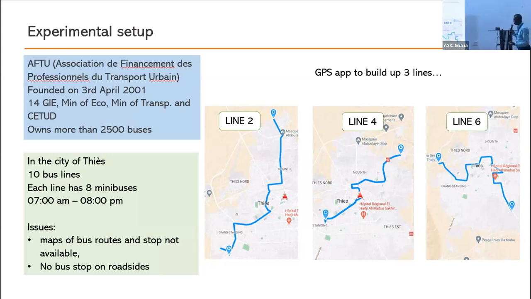So we used a GPS that we put in the bus in order to have the itinerary, and we did it for 3 lines. So we were able to have line 2, line 4, and line 6. Next, please.